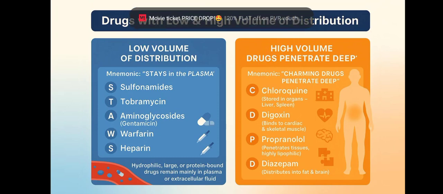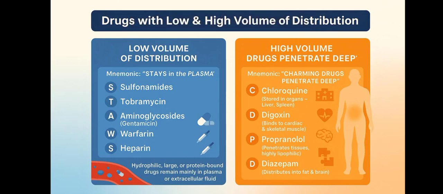The volume of distribution, VD, reflects how extensively a drug spreads from the plasma into body tissues. Drugs with a low volume of distribution are those that remain mainly in the plasma or extracellular fluid and do not penetrate tissues effectively. These drugs are usually hydrophilic, large in molecular size, or highly plasma protein bound. An easy way to remember them is by using the mnemonic "stays in the plasma."